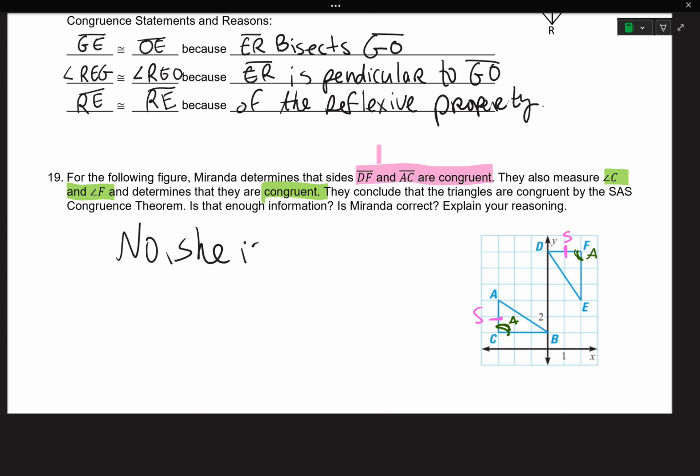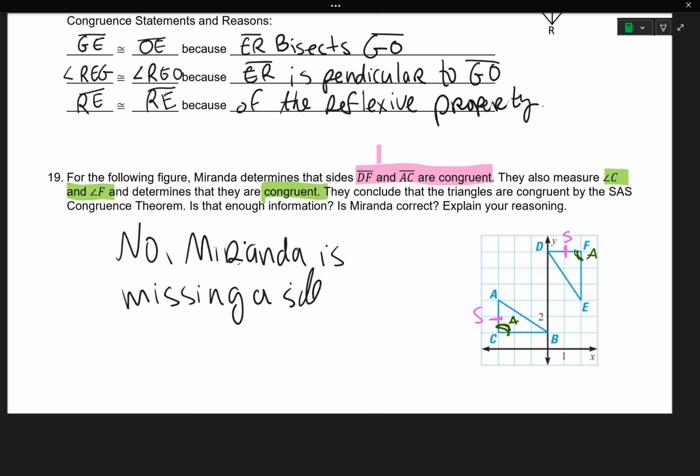Miranda is missing a side. She is missing CB congruent to EF. No, let's call it FE.